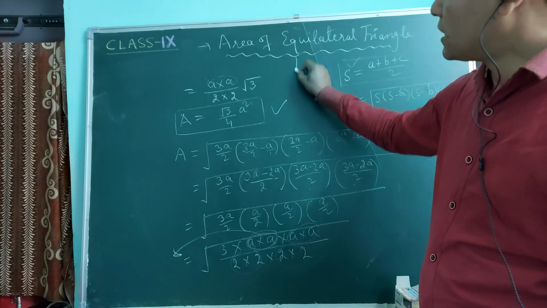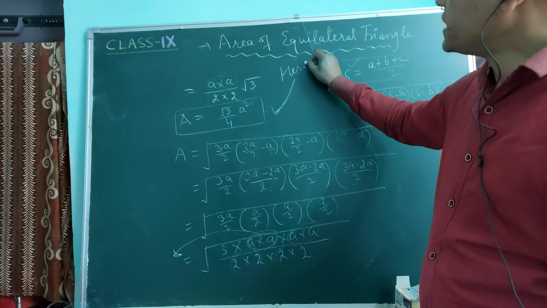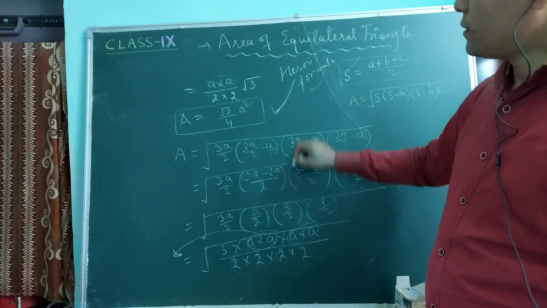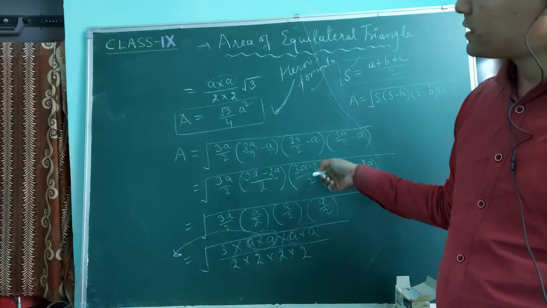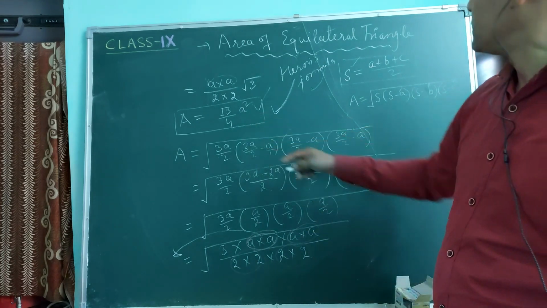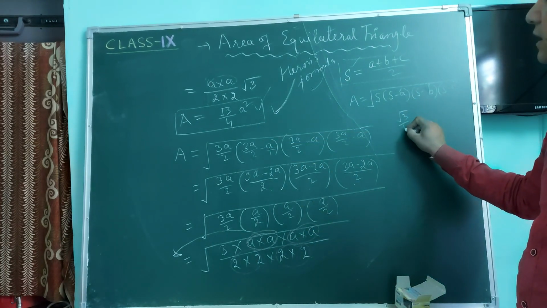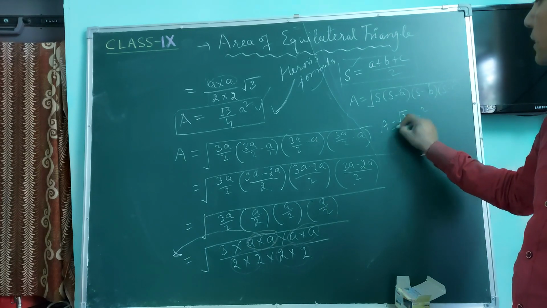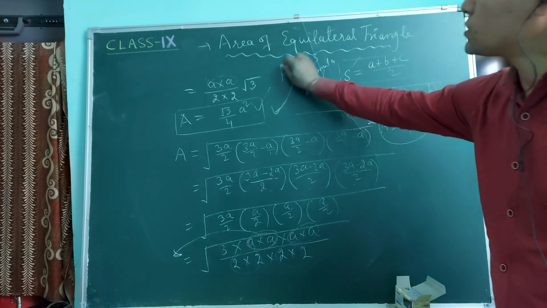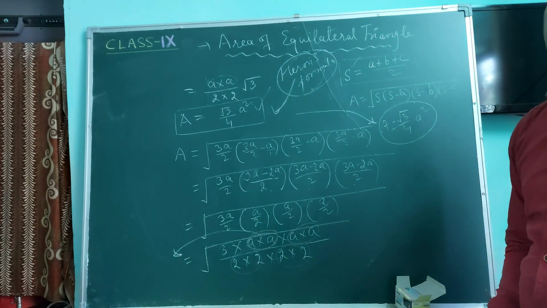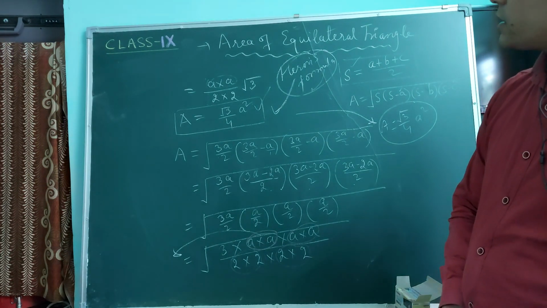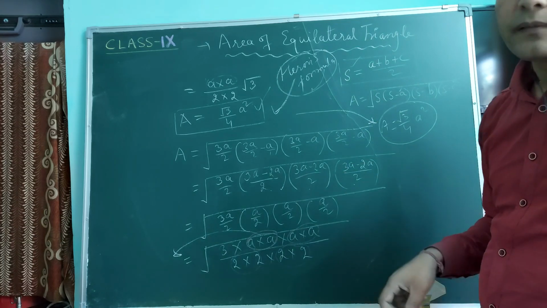This comes from what? Heron's formula. Okay, we applied Heron's formula for the equilateral triangle, and we got the direct result. This result is directly used for solving questions, but you should know where it comes from. It comes from using Heron's formula. Okay, so I hope you got this concept here.